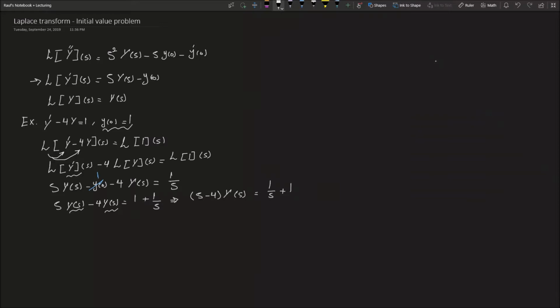Now, having the y of s on the left hand side of the equation gives you 1 over s minus 4, plus 1 over s multiplied by s minus 4. We know that we don't want y of s, we want the solution for this equation in terms of y of t. But currently we have the solution in terms of y of s, in terms of s parameters. We can take the Laplace inverse of y of s to achieve the solution in terms of t.